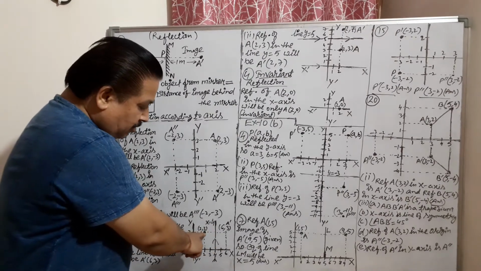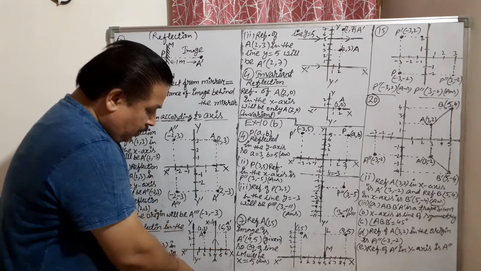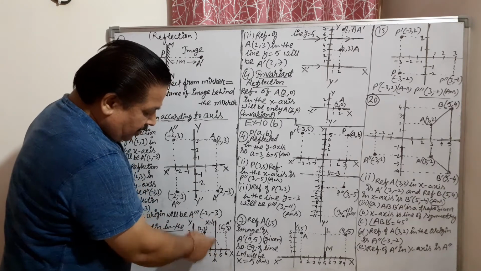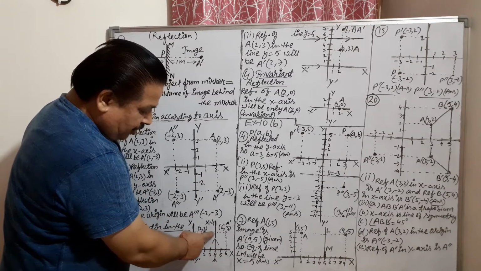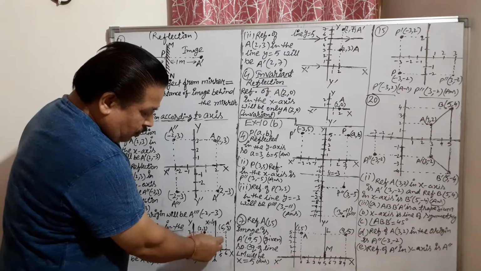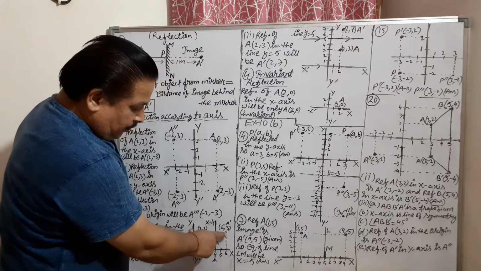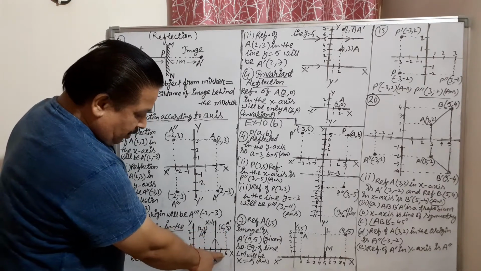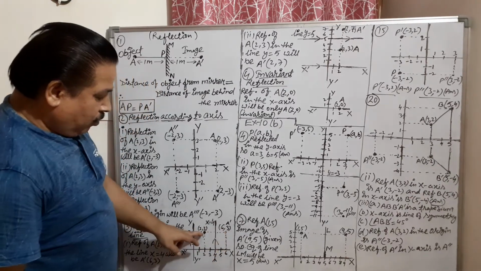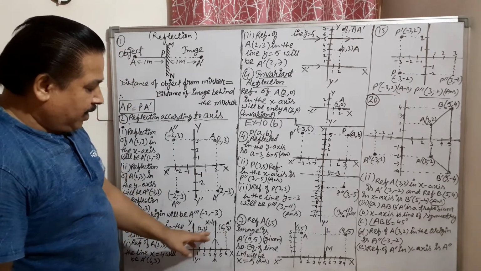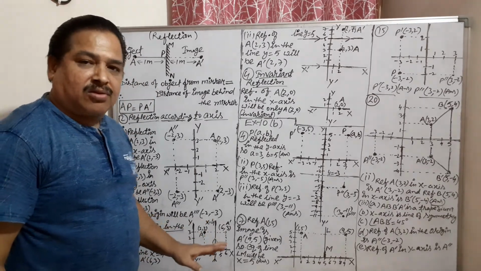Now we are reflecting this (2, 3) in x = 4. So this line will be the mirror line. Check the distance of this object from the mirror line. It is 2, so the image will go to this side, in front of this. Now this is coming (6, 3). So the image of A will be (6, 3) when it is reflected in the line x = 4.